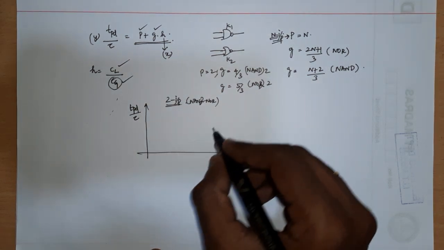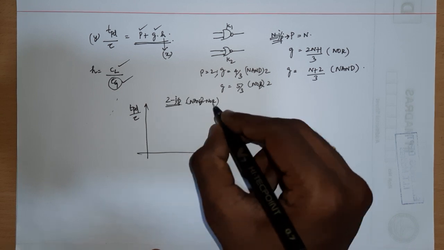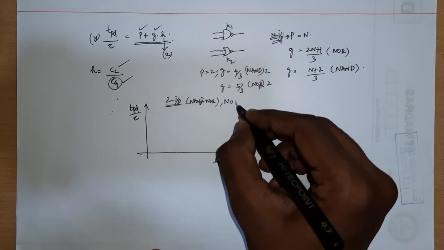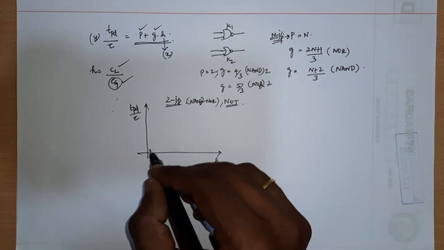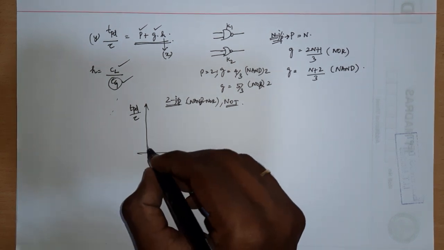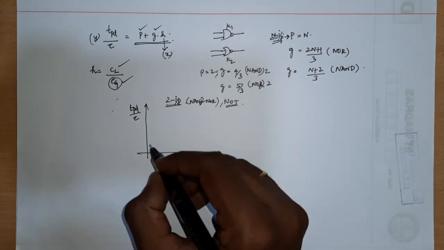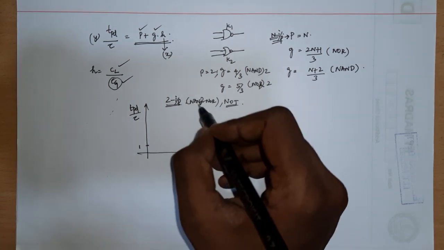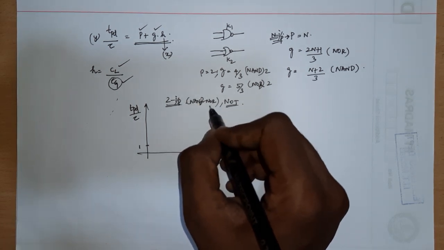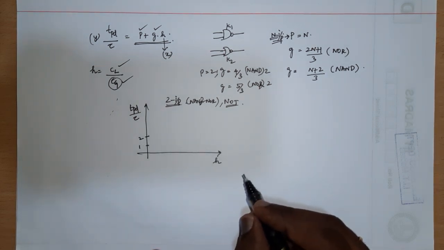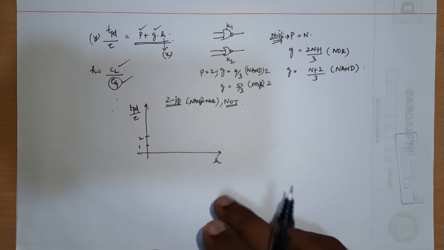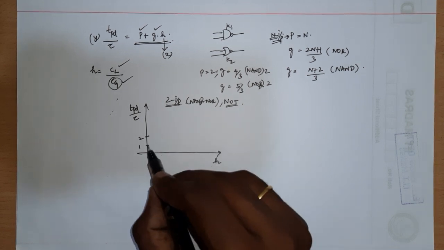So let me draw for NAND and NOR, as well as for NOT, okay, because even though it's one input, it makes sense to do that because it's always our reference. So the parasitic effort of a NOT gate is 1, and the parasitic effort of NAND and NOR is actually 2, if it is a 2 input NAND and NOR. That is what we are considering here.